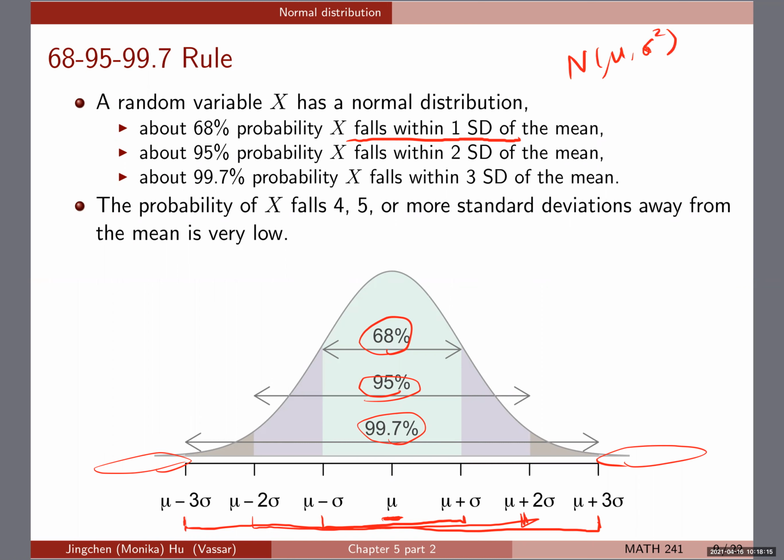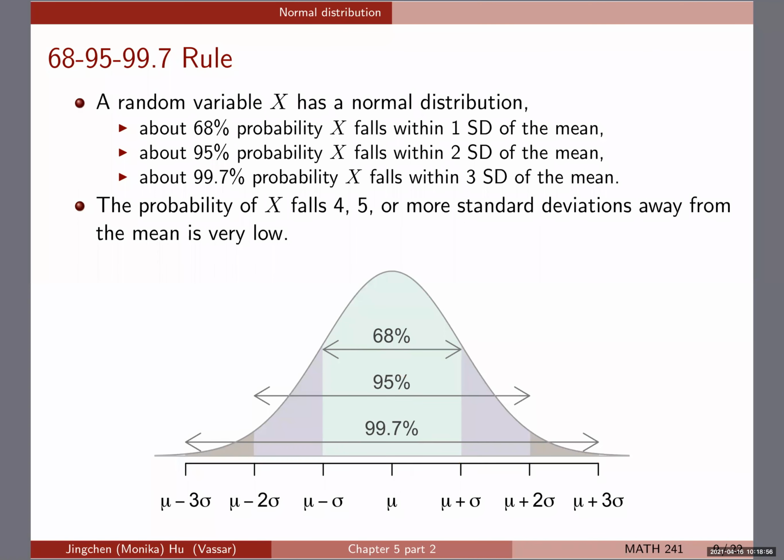We first of all know that its center is at mu, based on what we know about the PDF of a normal. But the normal distribution is very special in that it has certain probabilities associated with how far away from the mean a random variable that follows a normal is going to be. 68% of the time you're within one standard deviation, 95% within 2, and 99.7% within 3. That's true for any normal, and it is only true for normal. We'll see how we can apply this rule in practice.